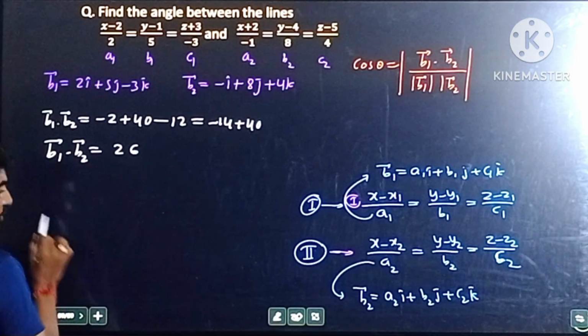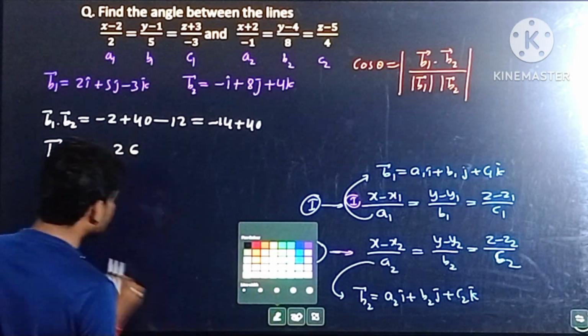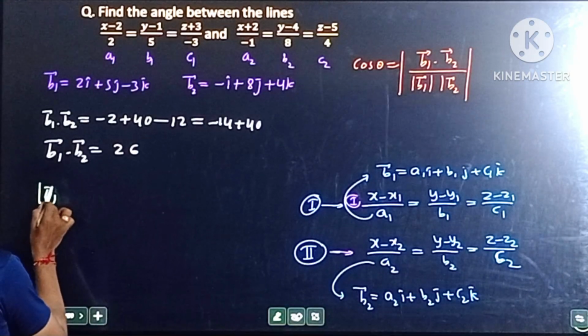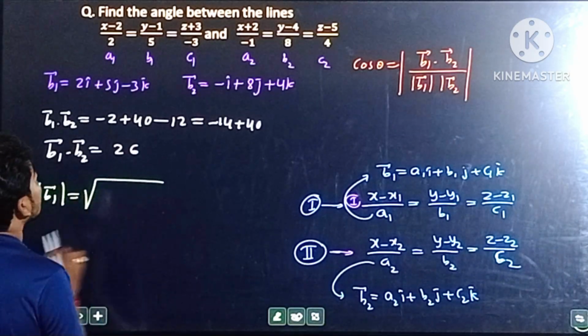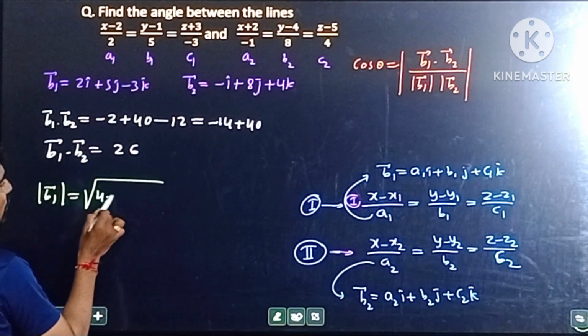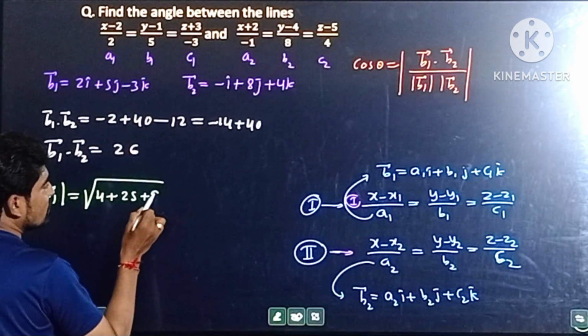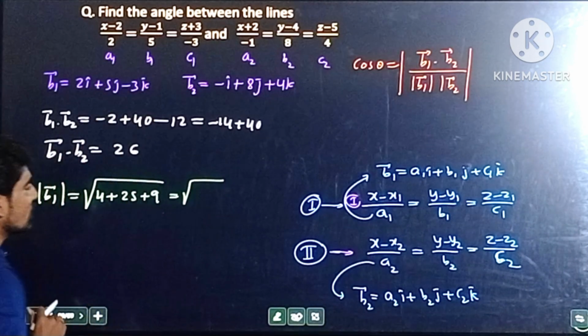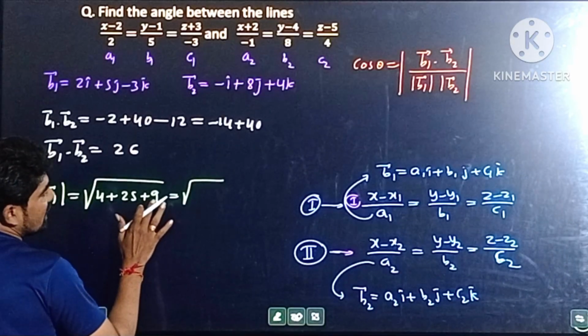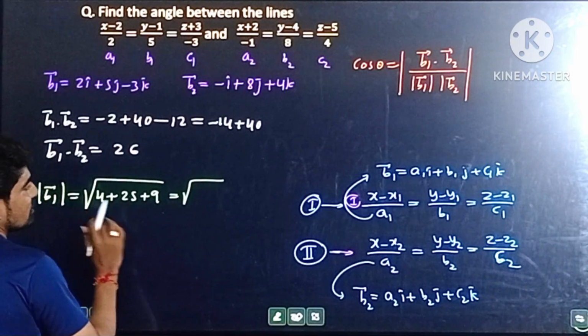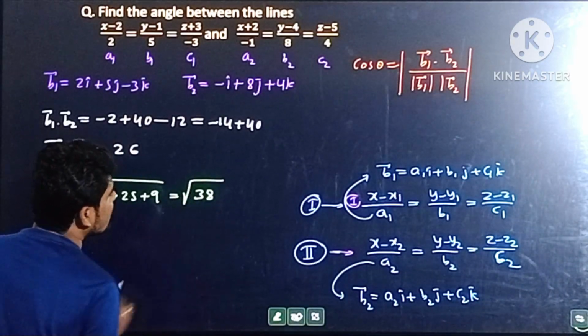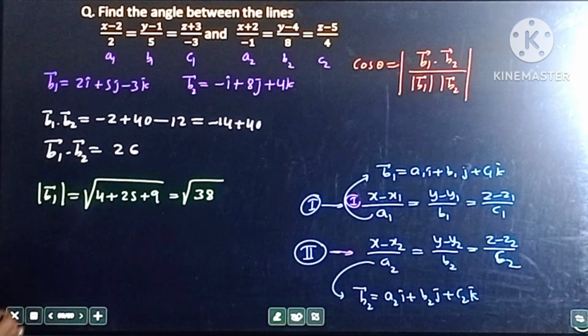And also we need the magnitude of b1 vector. The magnitude of b1 vector is equal to the square root of 2 squared, 4, plus 5 squared, 25, plus minus 3 squared, 9, which is equal to the square root of 25 plus 9, 34, 34 plus 4, 38. So root 38 is the magnitude of b1 vector.